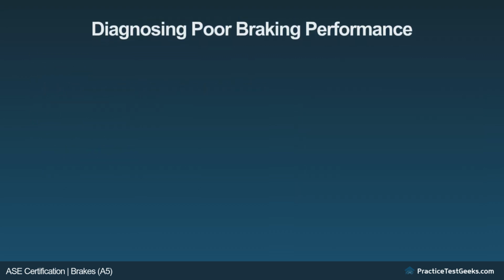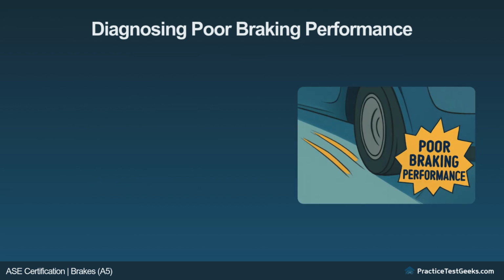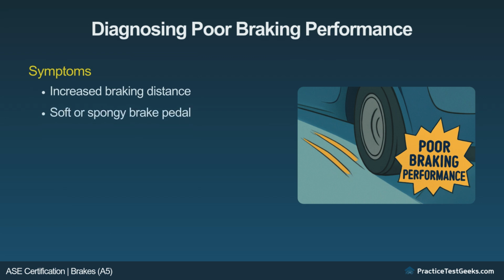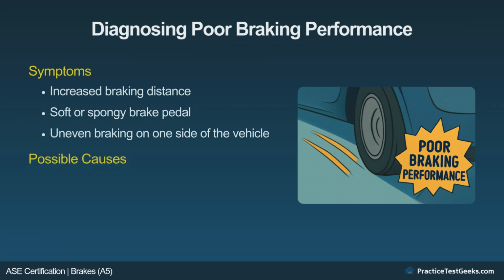Diagnosing poor braking performance. Poor braking performance, such as the vehicle taking too long to stop or requiring extra effort to brake, can be a sign of underlying issues in the brake system. Symptoms: increased braking distance. Soft or spongy brake pedal. Uneven braking on one side of the vehicle. Possible causes: low brake fluid. Insufficient brake fluid levels can lead to a soft pedal and reduced braking performance.